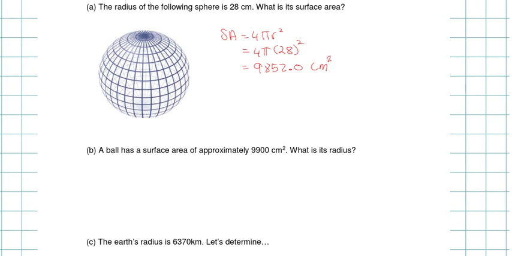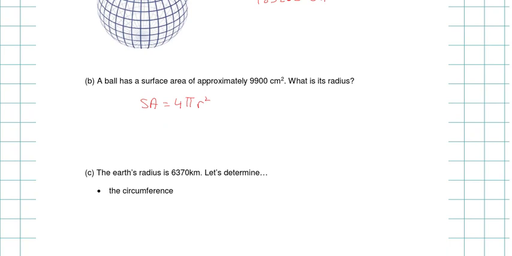Okay, so now what if I have a ball that has a surface area of 9,900 centimeters squared? What's its radius? So in this case, what am I given? The surface area, and I'm looking for the radius. So again, it's a sphere, so I'm going to write the formula down. The surface area is 4 pi r squared. I know the surface area, so I'm going to replace the surface area with 9,900, and I need to look for the radius. What do I need to do?